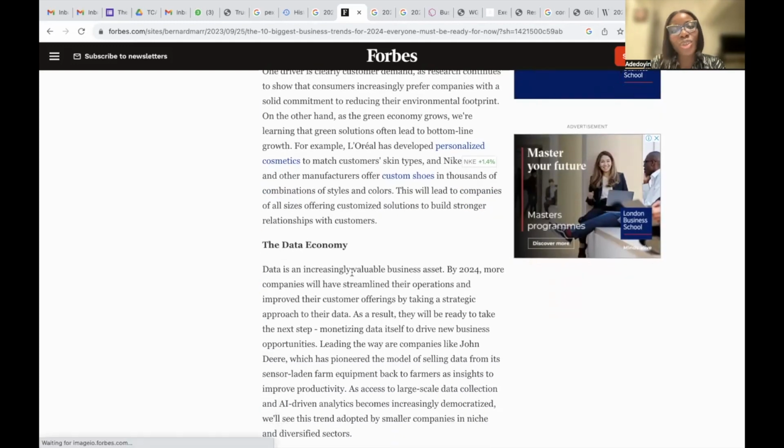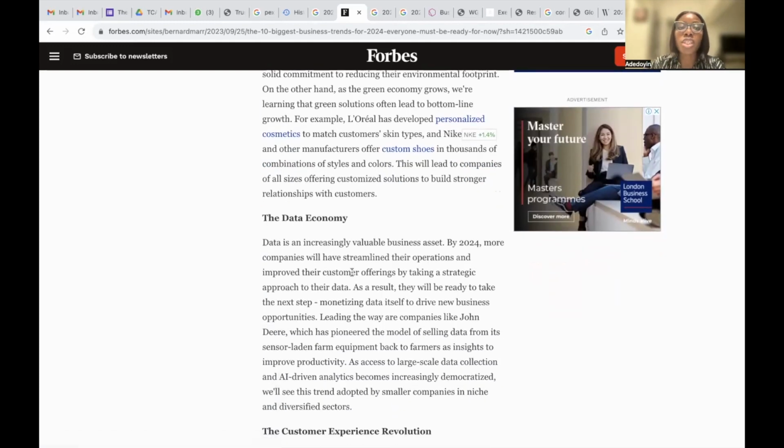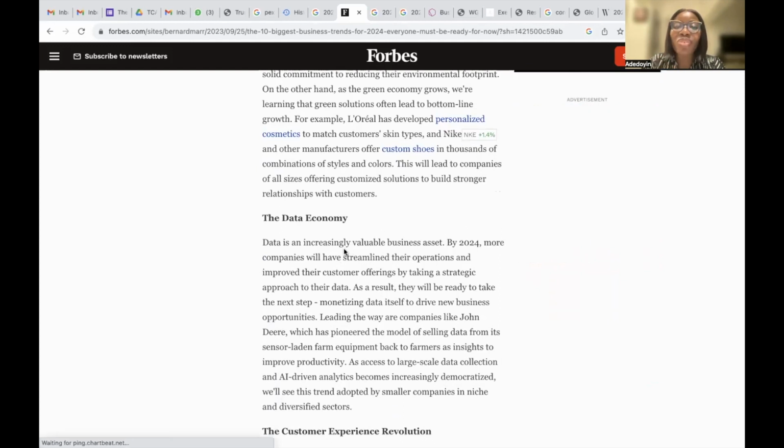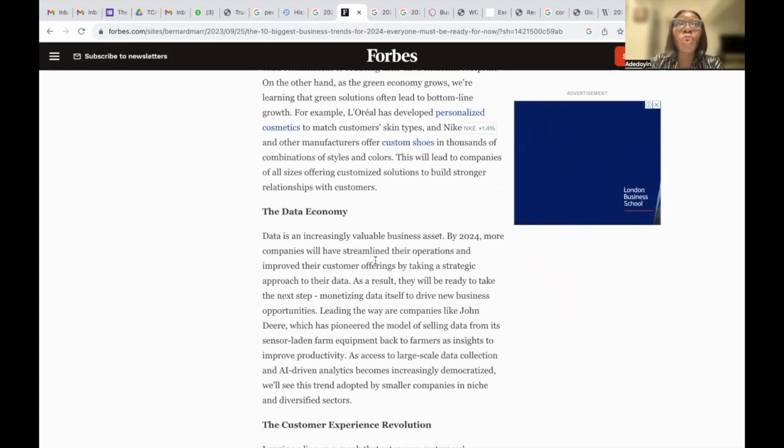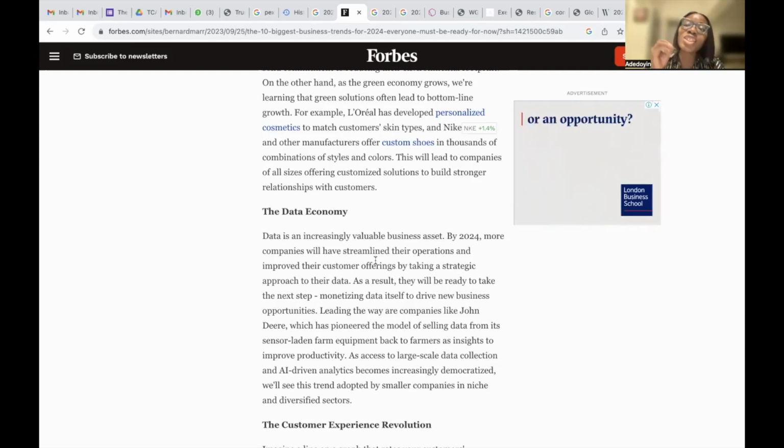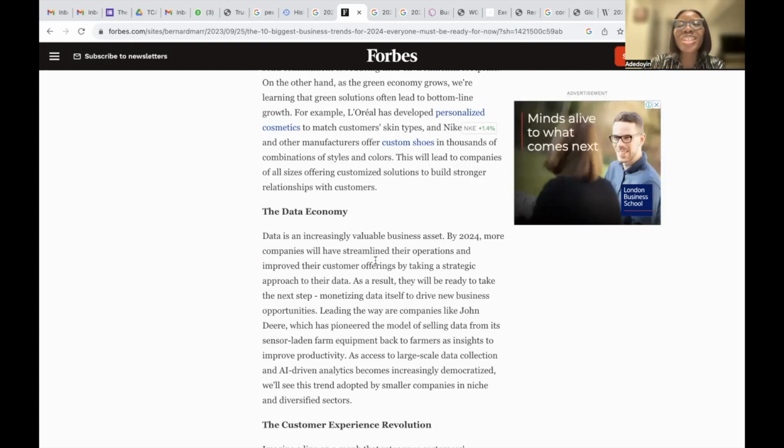And then data economy. This is going to be super important. Data is an increasingly valuable business asset. So in your role as a communicator, how are you aggregating data? How are you collecting useful data? Do you know that you can collect data in your work that will be useful for business strategy and business decisions? So you need to think about that.